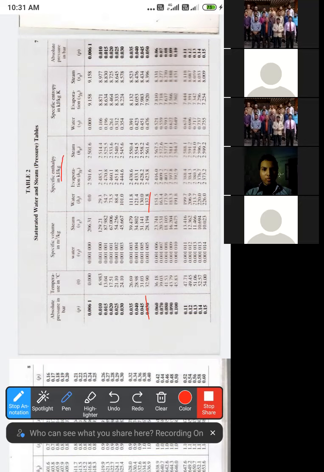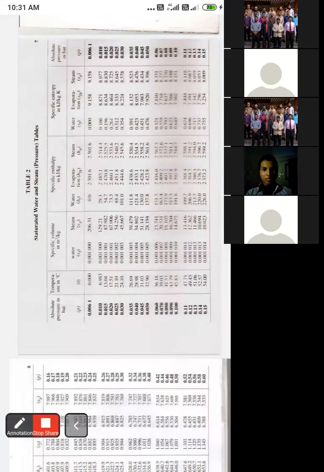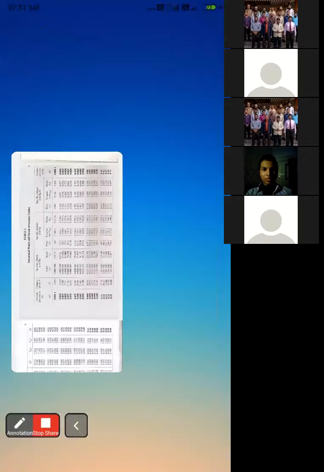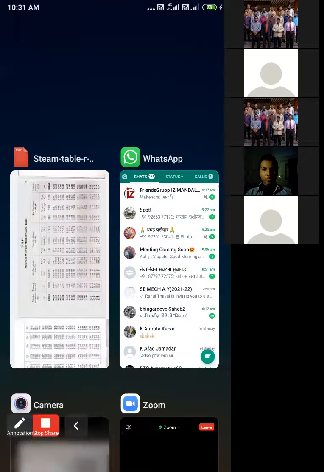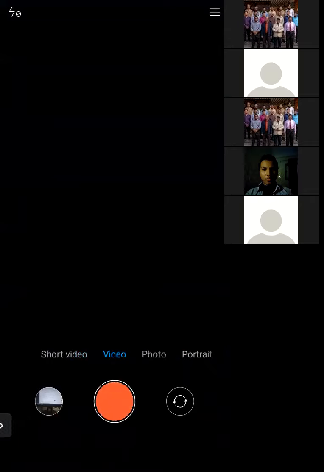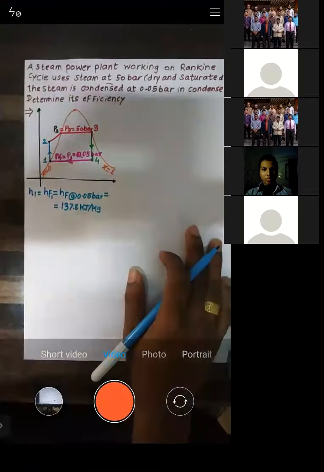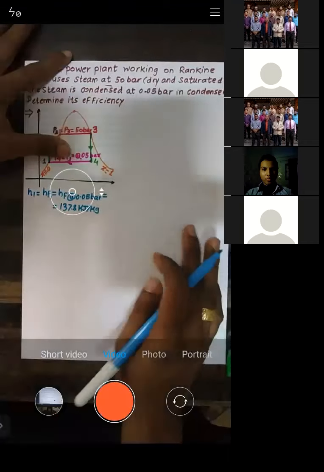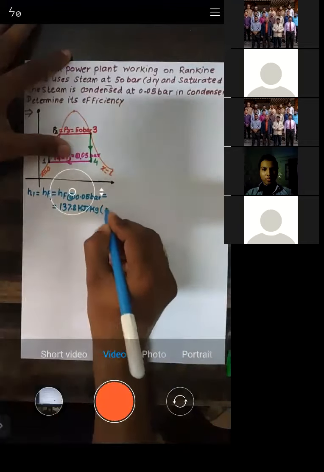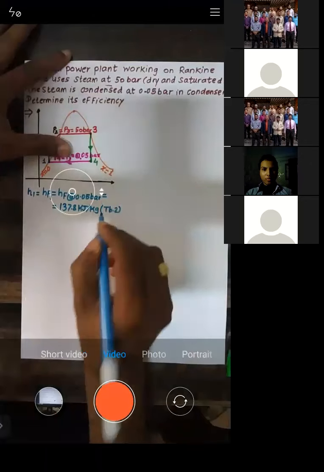Yes, all of you. I'm waiting for your response. Okay, so I'll just clear that. This is the value that I got from the table. If you want, I'll just write down that I got this value from table number two.